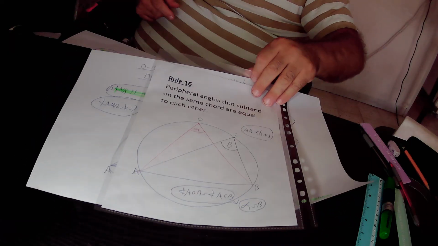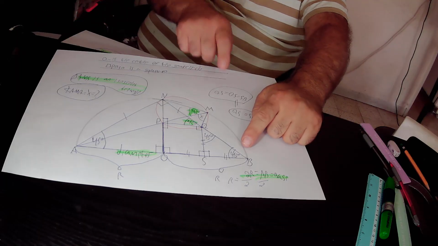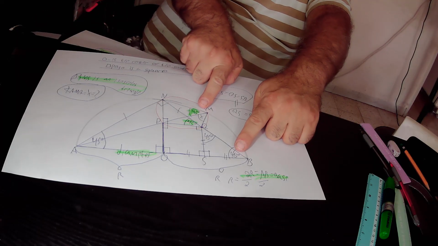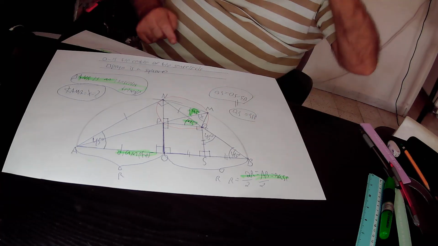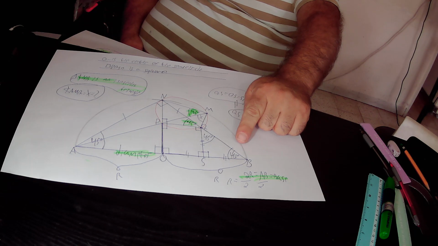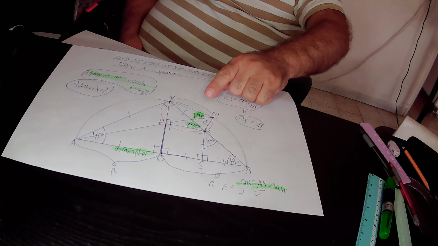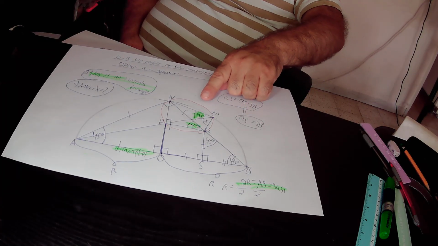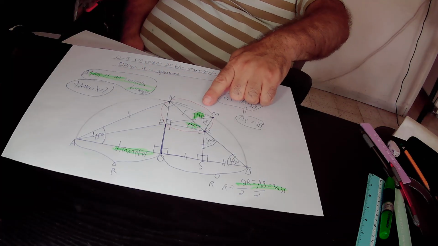So we can implement rule 16 in our drawing. Because in our drawing, those two peripheral angles both subtend on the same chord called AN, therefore they must be equal to each other in their sizes. But the size of this peripheral angle ABN equals 45 degrees. Therefore, the size of this peripheral angle AMN that subtends on the same chord called AN must also be equal to 45 degrees.